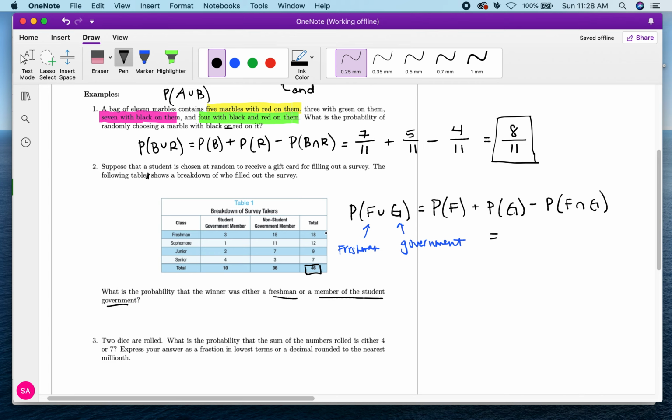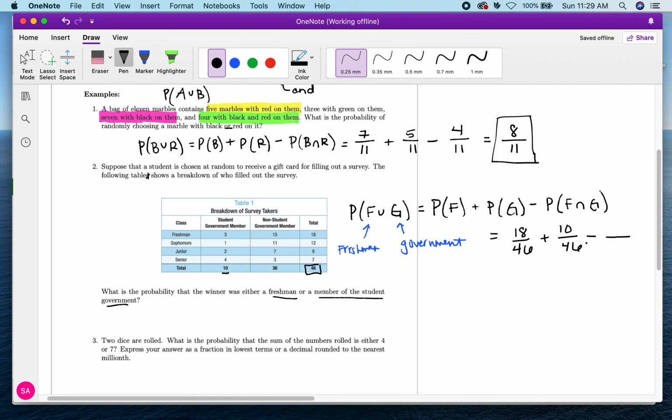Okay, so the probability of choosing a freshman. So there were a total of 18 freshmen out of all 46 people. So that's my probability of choosing a freshman, 18 out of 46. Plus the probability of choosing somebody that is in the student government. So see this column, student government member, and this lists all the people in the student government broken down by their class. But down here you can see there's 10 people total in the student government out of all 46.